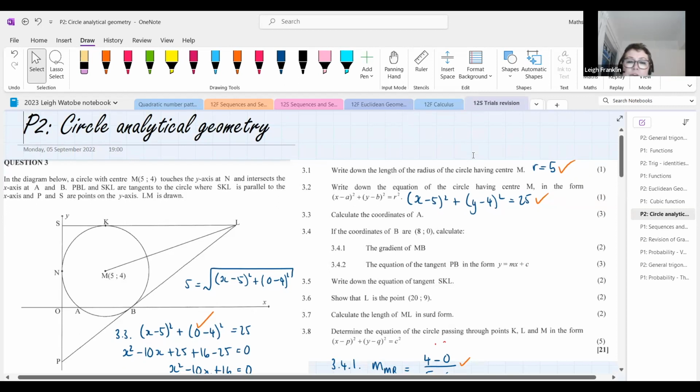How are we going to determine the equation of tangent SKL? I want to see what you guys have to say about this rather than me telling you the answer. What do you guys think?